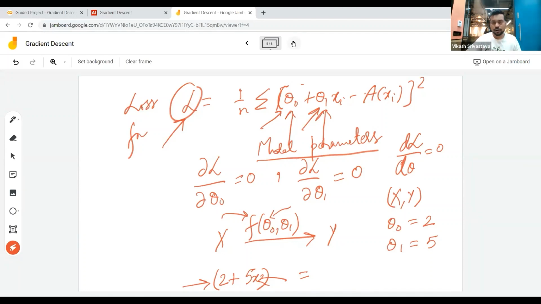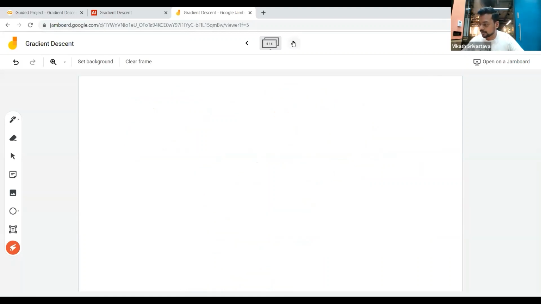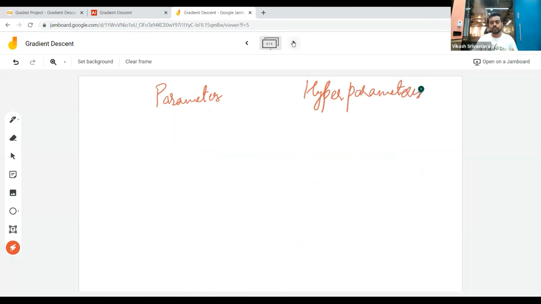Now there's one more concept I want to tell you guys. There is a notion of parameters and there is a notion of hyperparameters. Of course, I'll be discussing these things in detail when we learn actual machine learning, but I just wanted to tell you about them.